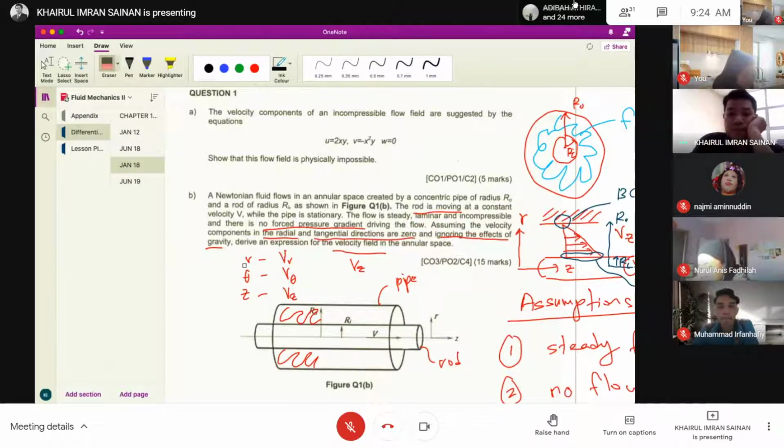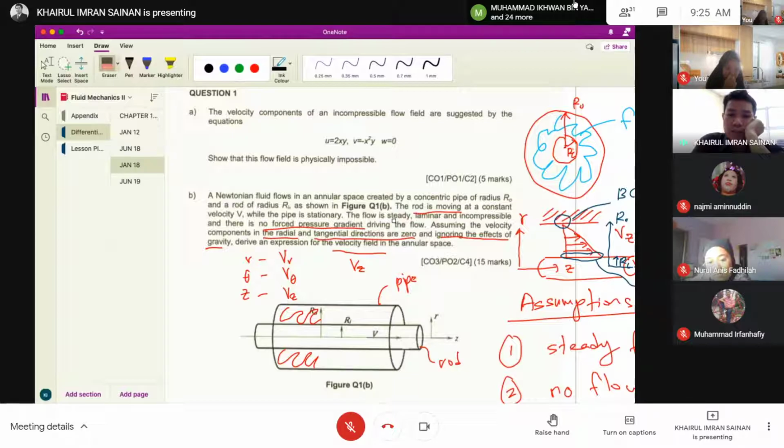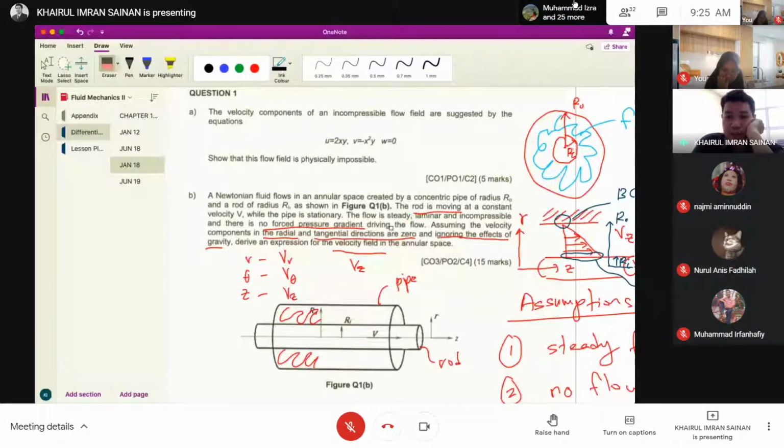Right? So it moves in, we assume it moves to the right only. Okay, so we're going to analyze at that instance, while the pipe is stationary, the pipe is fixed. So the flow is steady, laminar, and incompressible, and there is no pressure gradient driving the flow. So basically, these are the assumptions.